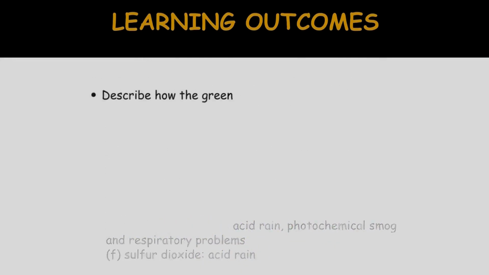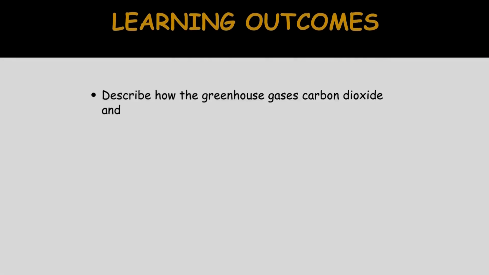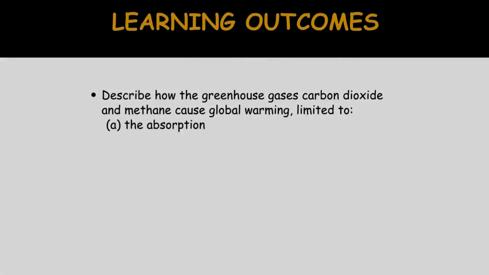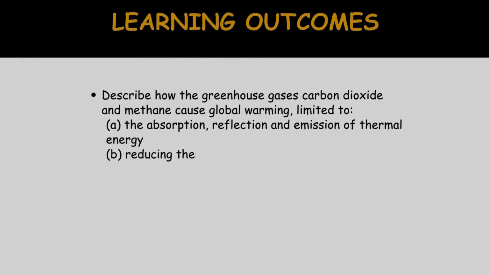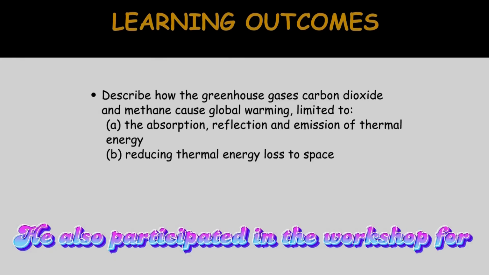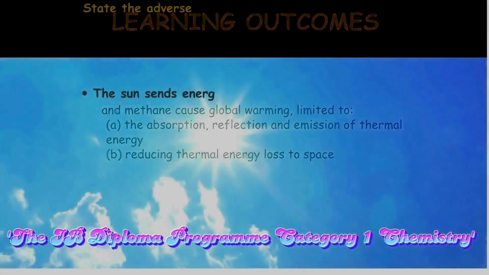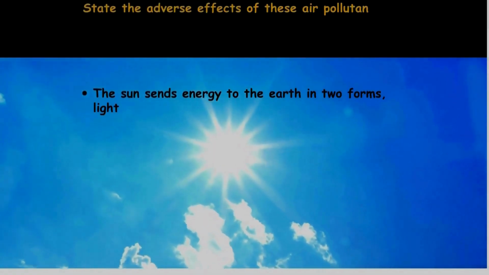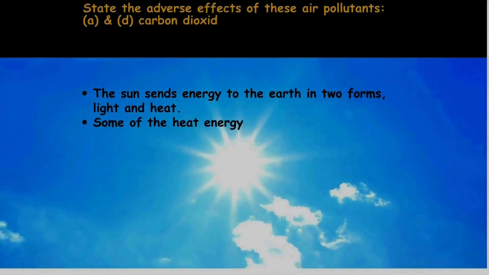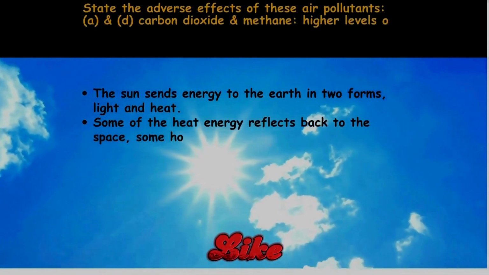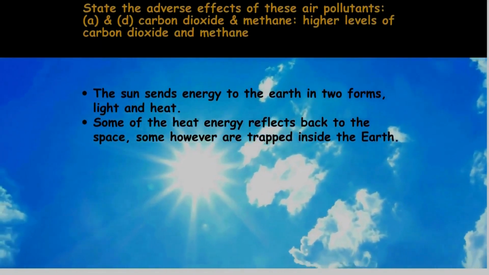Describe how the greenhouse gases, carbon dioxide and methane, cause global warming. Limited to absorption, reflection, and emission of thermal energy, reducing thermal energy loss to space. You see, the sun sends energy to the earth in two forms: light and heat. Some of this heat energy reflects back to space, but some of this energy is also trapped inside the earth. We call this the greenhouse effect. Carbon dioxide and methane are the main greenhouse gases.